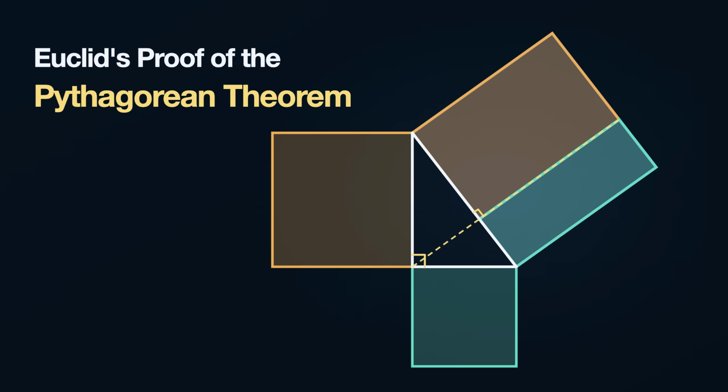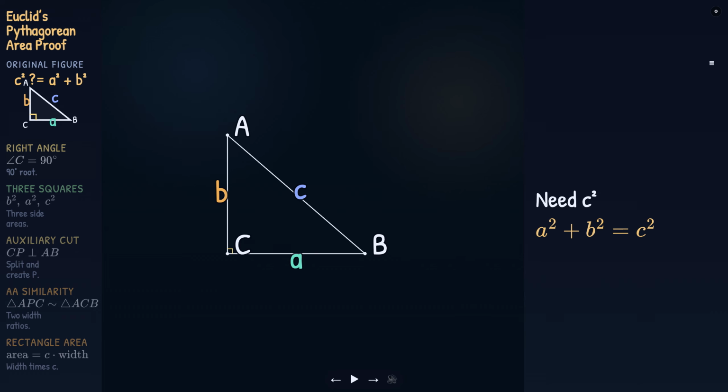Today we prove the Pythagorean theorem in one of the most visual ways possible, Euclid's area proof. The statement is a squared plus b squared equals c squared, but Euclid treats it as one square on the hypotenuse being filled by two imported areas.